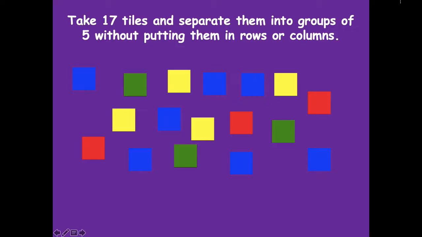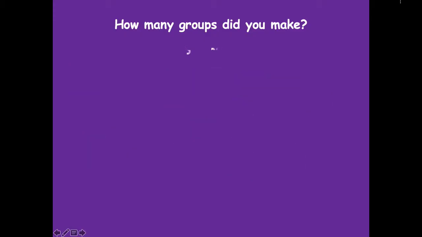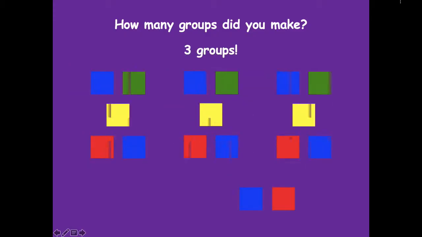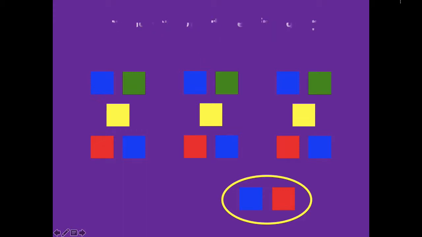All right, friends, pause if you need more time. All right, so how many groups did you make? 3 groups, right? So here's what mine look like. Maybe you grouped yours very similar. Were there any tiles left? Yes, there sure were. There was 2 that didn't fit in there, right?